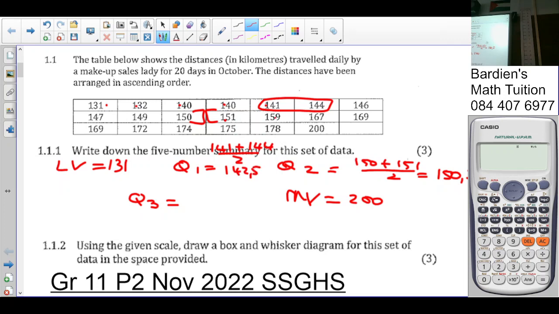Okay, here we count 1, 2, 3, 4, 5. 1, 2, 3, 4, 5. So it's those 2 numbers. So it's 169 plus 172 divided by 2 gives you an answer of 170.5.